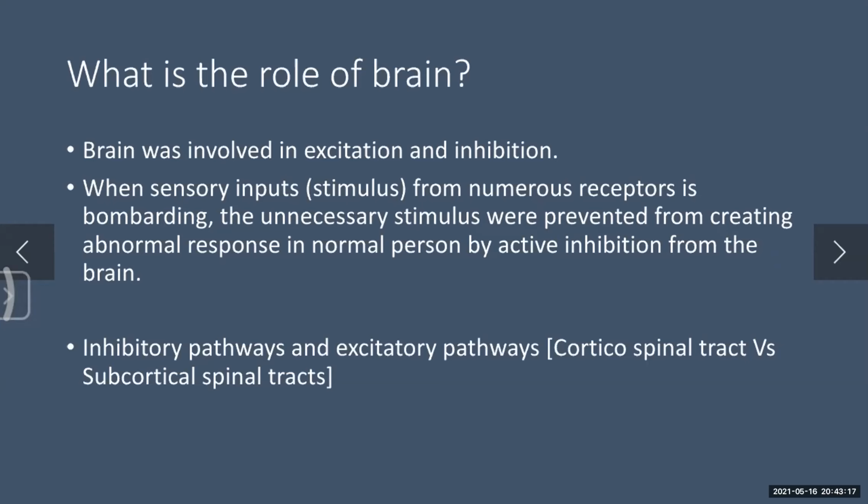All right. So these were achieved through inhibitory pathways and excitatory pathways. For example, we have the corticospinal tract, which was considered to be an excitatory pathway, and there are many subcortical spinal tracts, like the rubrospinal tract and things like that, which had different functions. Some were overall exciting, some were overall inhibiting, and so there was a balance between them. So according to the reflex model, this is how we find it.